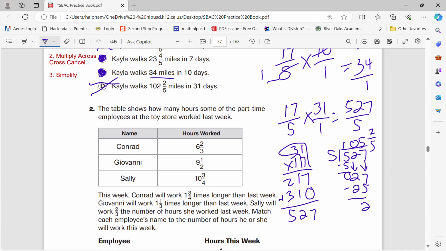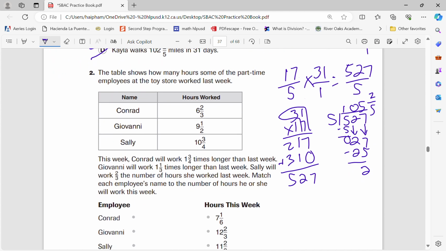Moving on to number 2. The table shows how many hours some of the part-time employees at a toy store worked last week. Conrad worked for 6 and 2/3, Giovanni 9 1/2, and Sally 10 3/4. This week, Conrad worked 1 3/4 times longer than he did last week. Giovanni will work 1 1/3 times longer than he did last week, and Sally will work 2/3 the number of hours she worked last week.